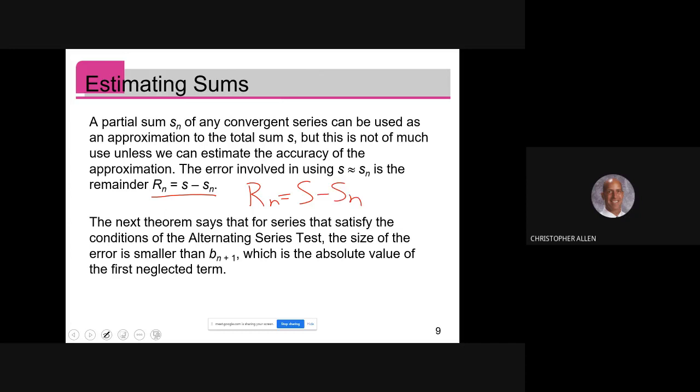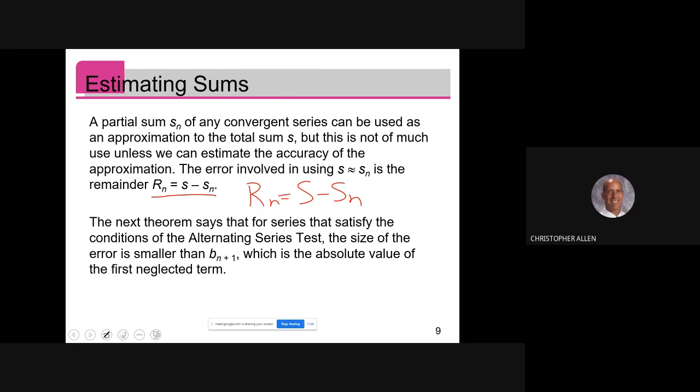The remainder of the nth term of a series is equal to the actual sum minus the partial sum. We've talked about that equation before. I don't remember if it was last week or the week before last, but I can't remember.